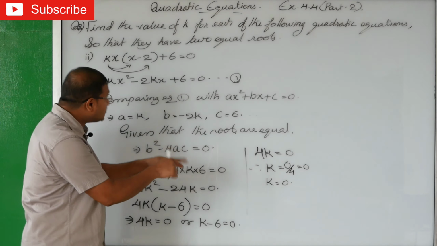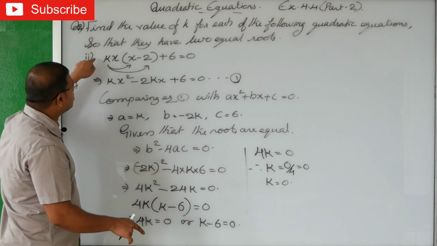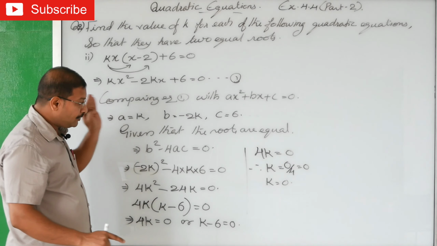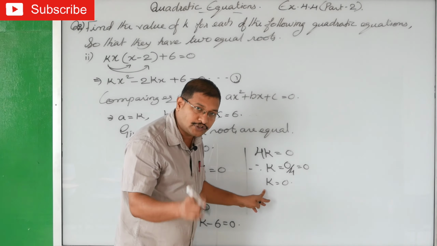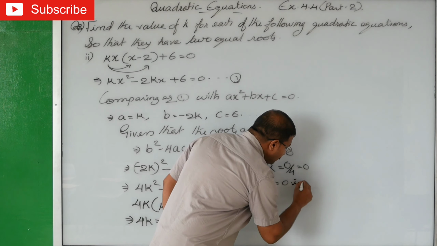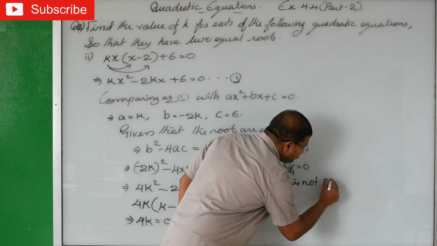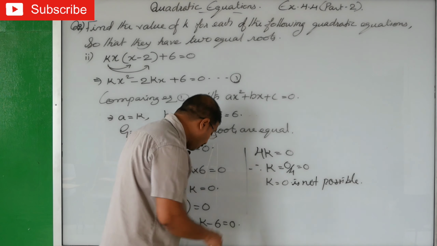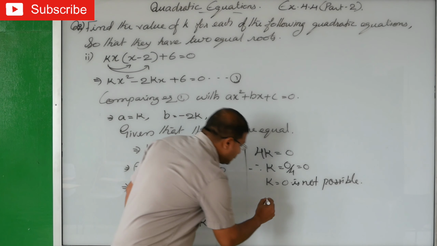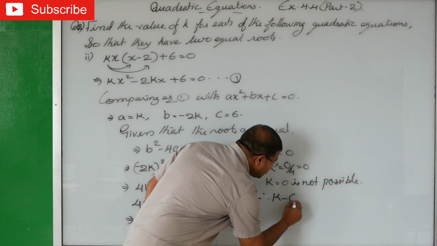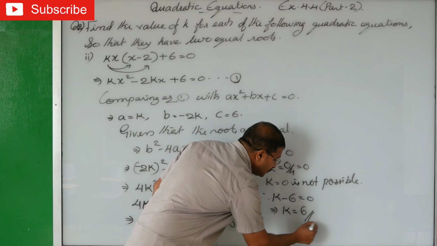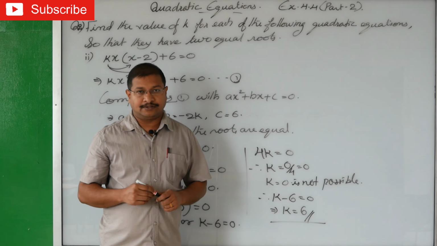But if you take k as 0, the entire term becomes 0. This is not a quadratic equation, isn't it? That means what you will do? K equal to 0 is not possible. That means now the next option is what? K minus 6. Therefore, k minus 6 equal to 0. That implies k equals 6. So the value of k is 6.